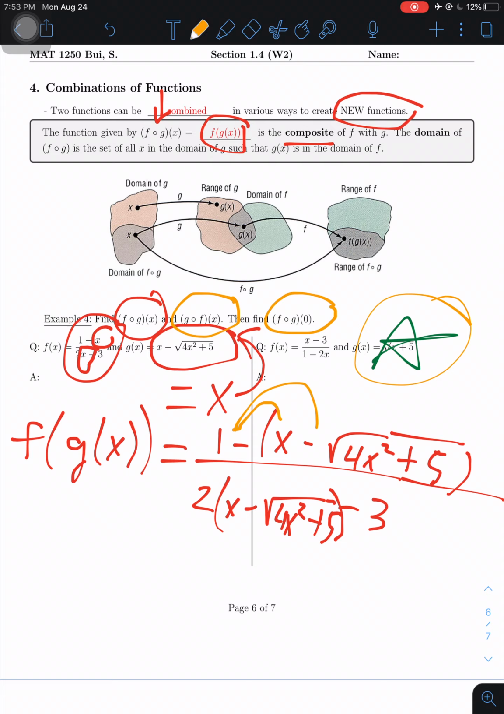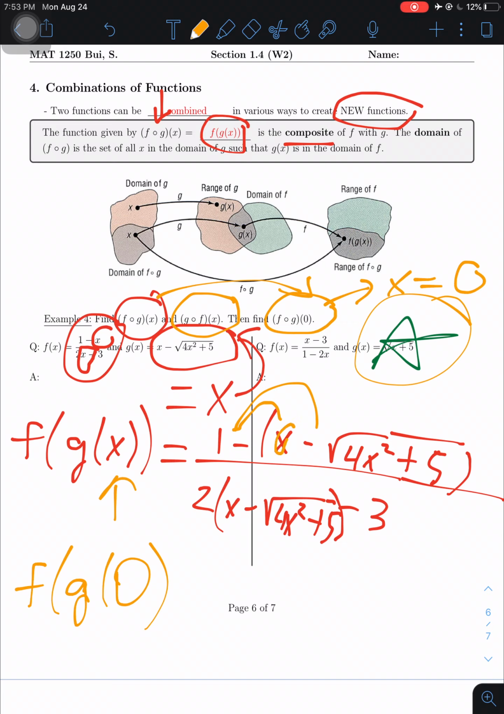Alright, last part in here. Let me put it in orange again. Okay, so how can I do f of g of 0? Remember that usually we have f of g of x, right? But now we have f of g of 0 instead of f of g of x. So this 0 tells us that x equals 0. It's just simple meaning. So what we're going to do in here, instead of having x, we're going to have 0. Literally, everywhere you have x, we're going to replace them all by 0.